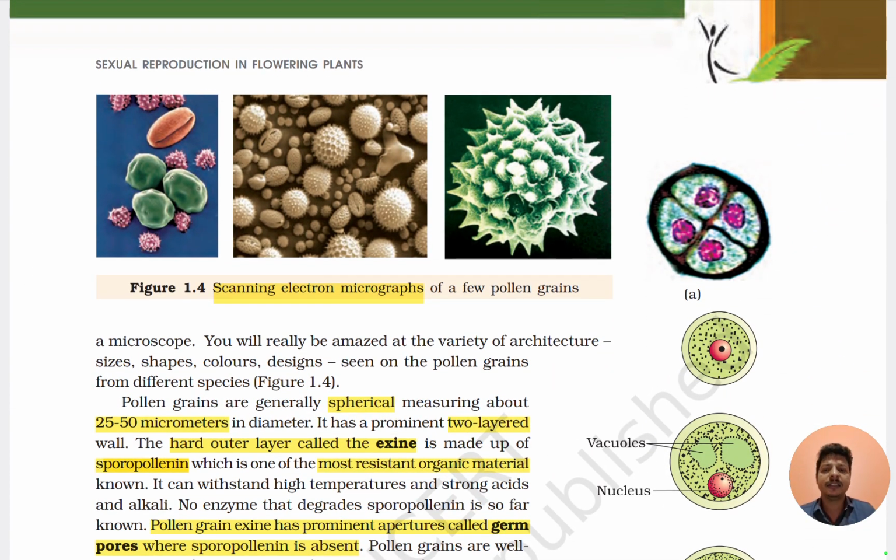There is a question asked, these diagrams, from where they are taken. So you have to write scanning electron micrograph. A question will be asked, and in front of you these diagrams are there, and in options there are four different types of options from where these pollen grains are captured. So you have to write scanning electron micrograph.